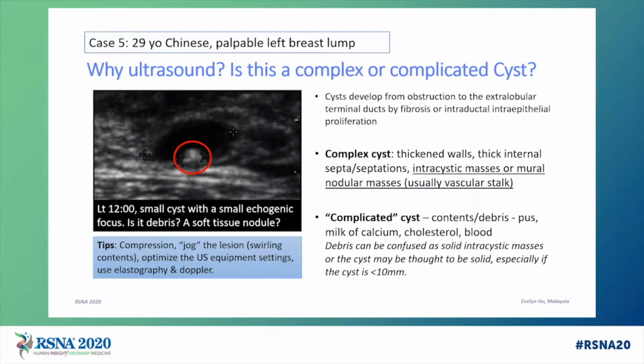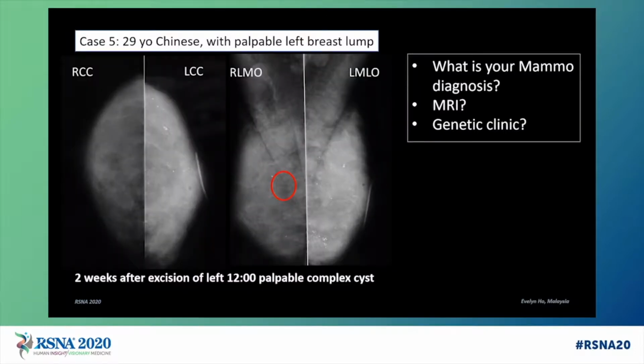These are her mammograms. What is your diagnosis? Very dense breast with some scattered calcifications on the right with a small cluster posteriorly.